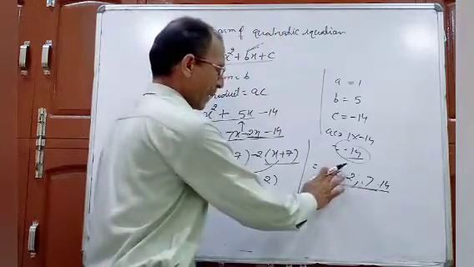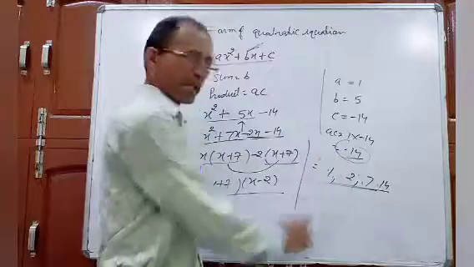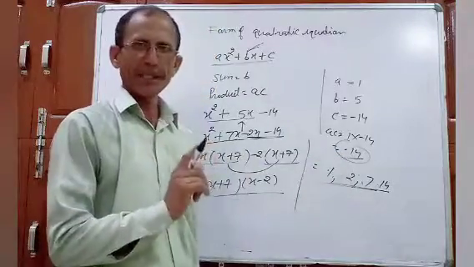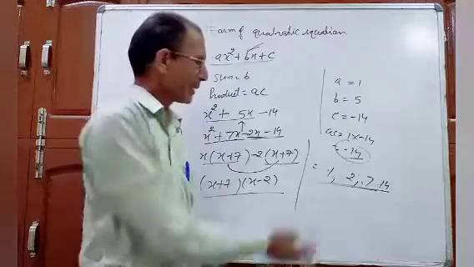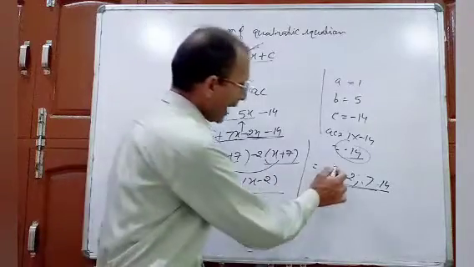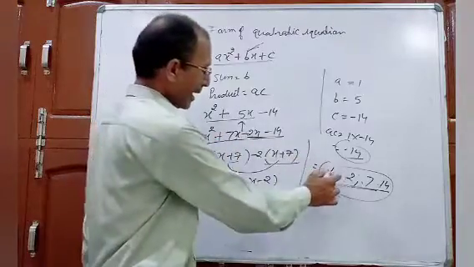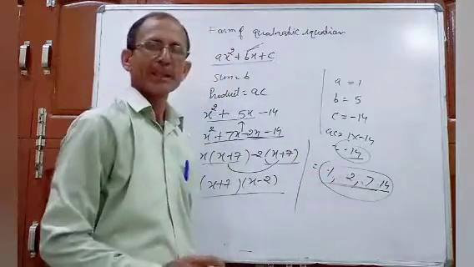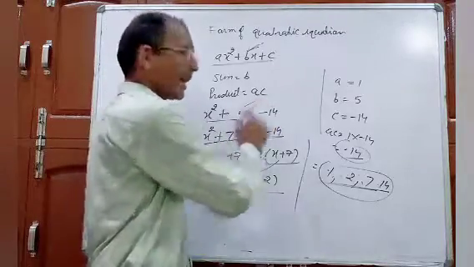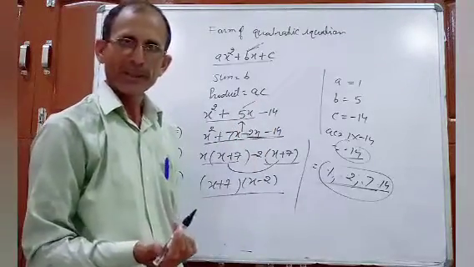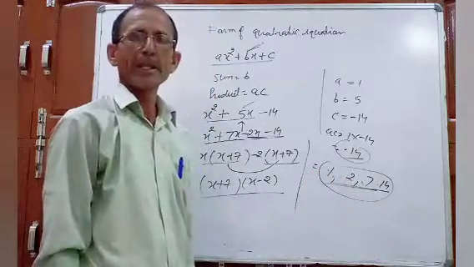These are the factors. Factor means which can divide. So 1 is a factor of 14 because 1 is dividing 14. 2 is a factor of 14, it is dividing 14. 7, 14. Now we have to arrange from these numbers, not other than these. If I take 1 and 14, the sum will be 15. This is not right because we need only 5. Now if I take 2 and 7, the sum will be 9.